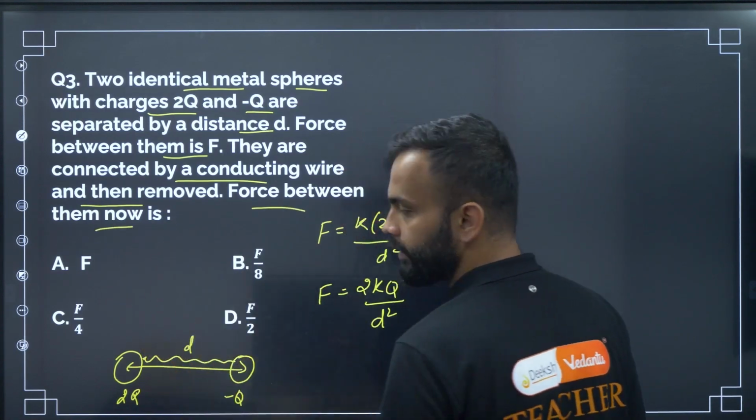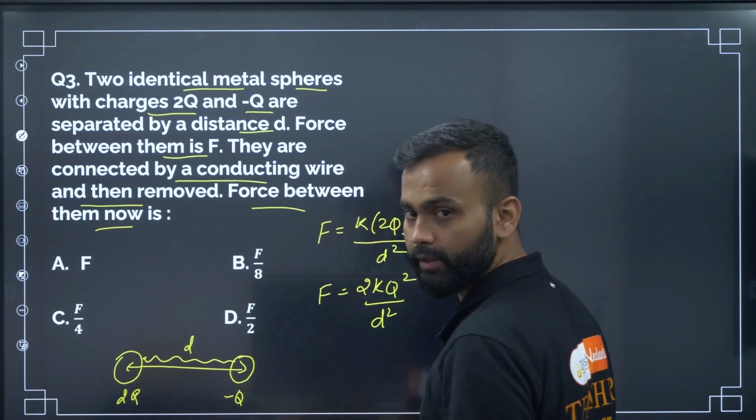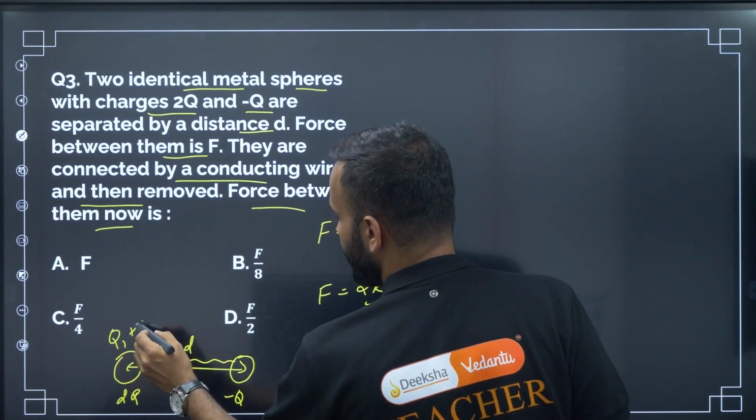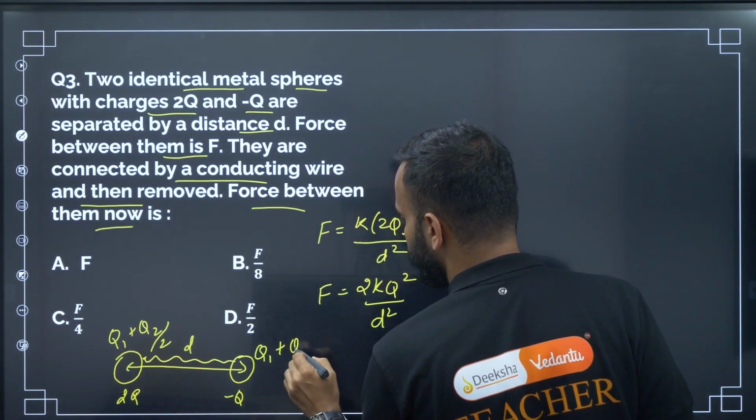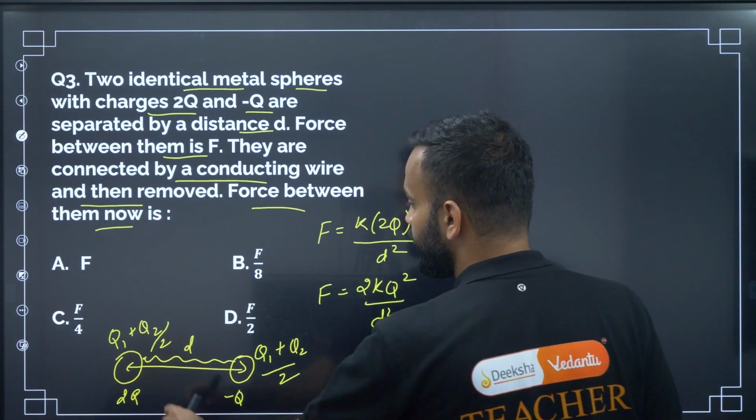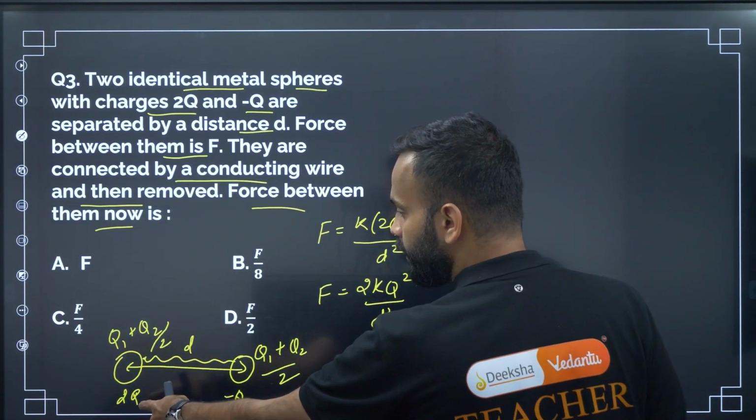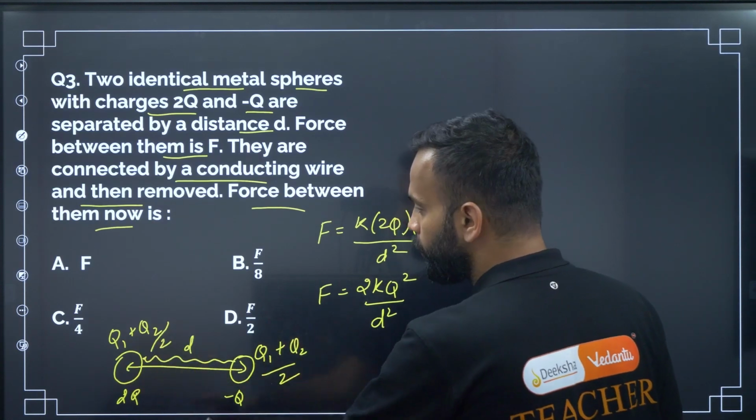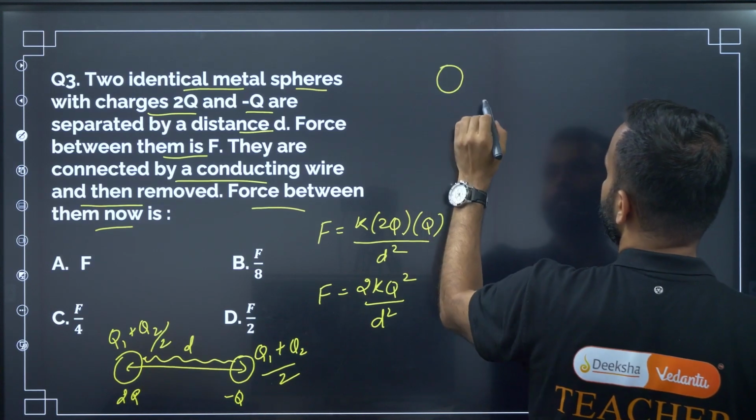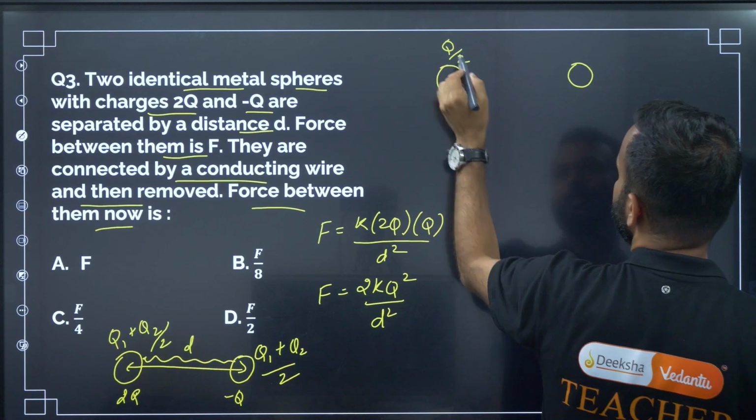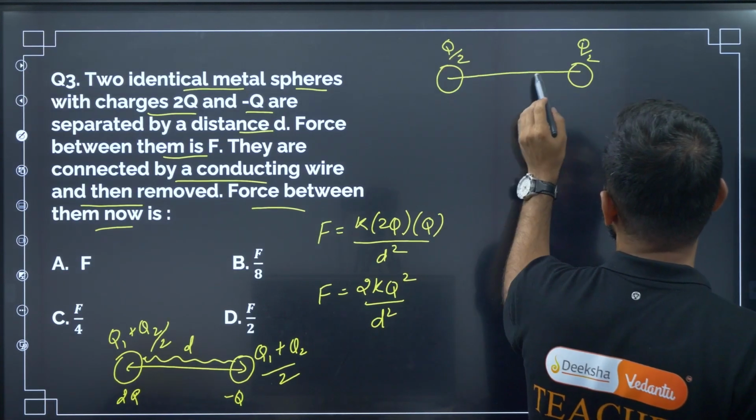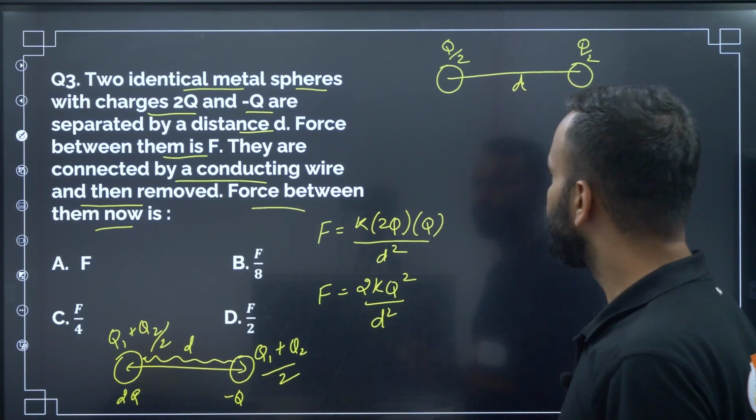Force between them now is, okay, so when you connect the two charged metal spheres, what happens? There will be a charge distribution, right? So the charge on each sphere will be Q1 plus Q2 divided by 2. Q1 is 2q, Q2 is minus q. So Q1 plus Q2 is 2q minus q, that is q only. So q by 2. So the charge on the first sphere is q by 2, and the charge on the second sphere is q by 2. After connecting the wire and then removing it, the distance between them is d only. So now we need to find the force between them.